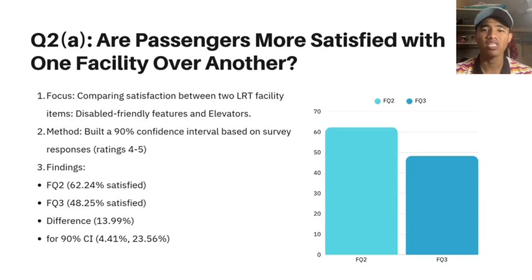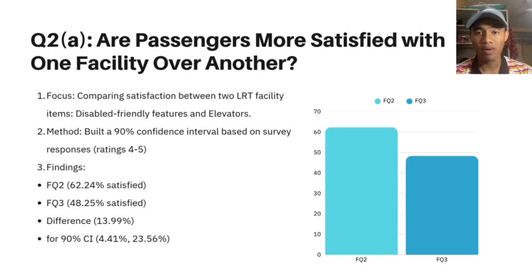We want to compare how satisfied passengers were with two key aspects of the facility quality. One was disabled friendly features, known as FQ2 in the dataset, and the other one was the condition and maintenance of elevators and escalators, labeled as FQ3. To measure satisfaction, we look at the number of passengers who gave a rating of 4 or 5. These ratings represent passengers who are somewhat satisfied or very satisfied. So we use them as our criteria for satisfaction.